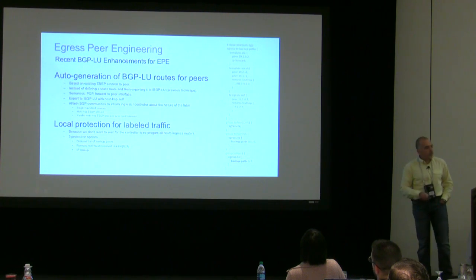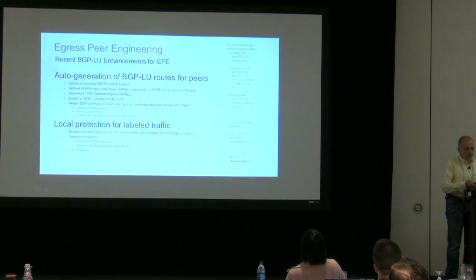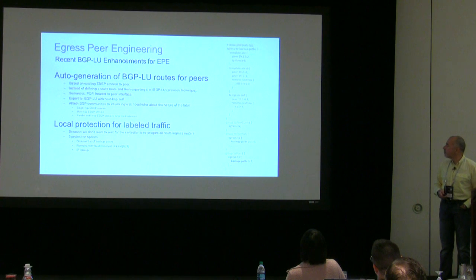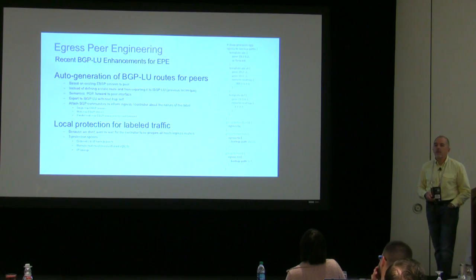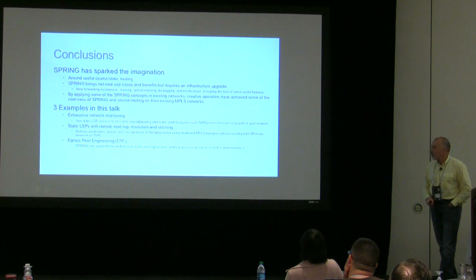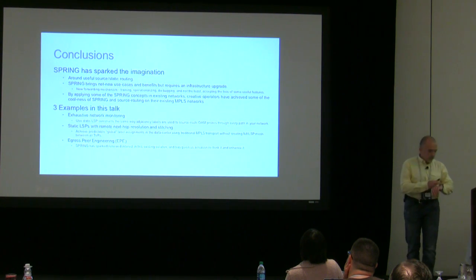There's a bunch of improvements in BGP-LU that make this work better, particularly in terms of protection. Because once you start tunneling, once you prohibit routers from making best path selection, you need to take care of what happens if links fail on those routers. So there's a bunch of improvements around how to handle failure modes. You can check them out in the slides. And that's basically it.